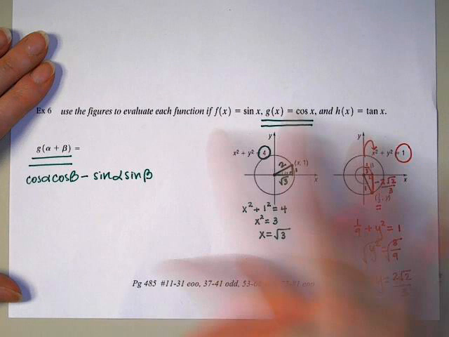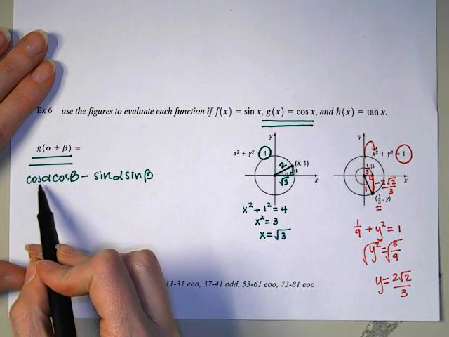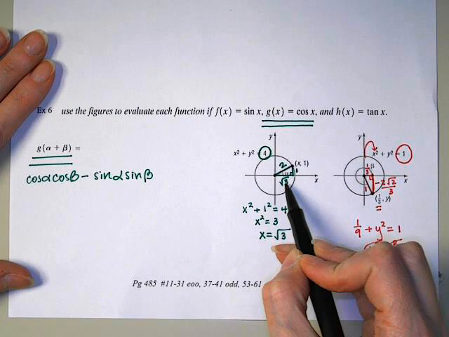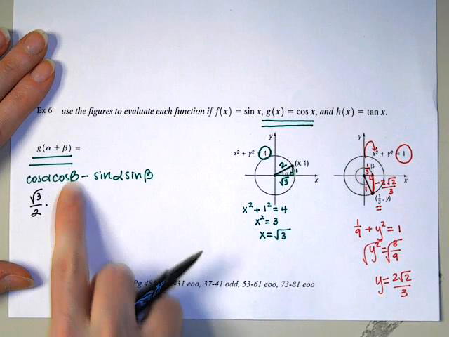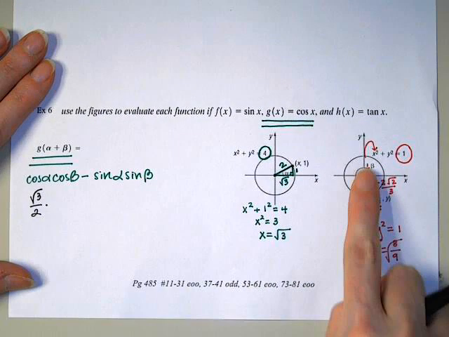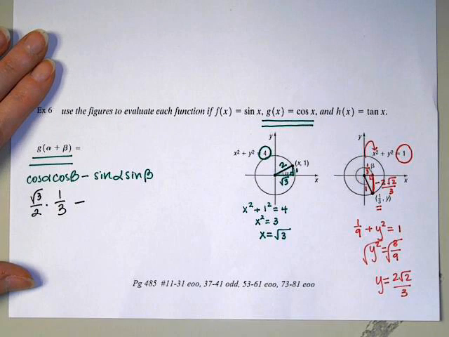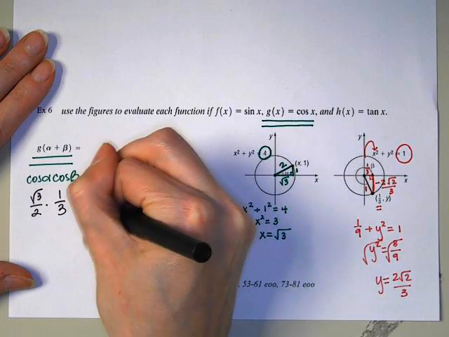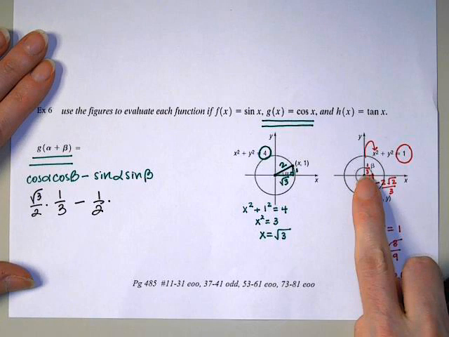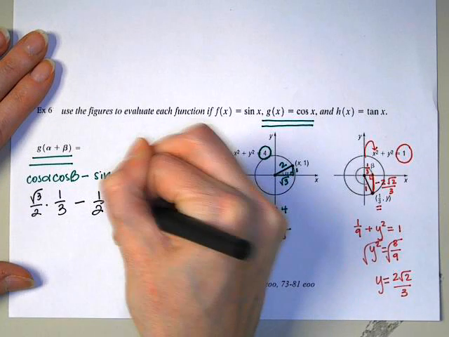Okay, well now that we have our triangles filled out, this is actually really easy. We're just going to plug everything in. So cosine of alpha is root 3 over 2. Cosine of beta, A over H, is 1/3, minus. Sine of alpha is O over H, which is 1/2. And sine of beta is O over H, which is negative 2 root 2 over 3.